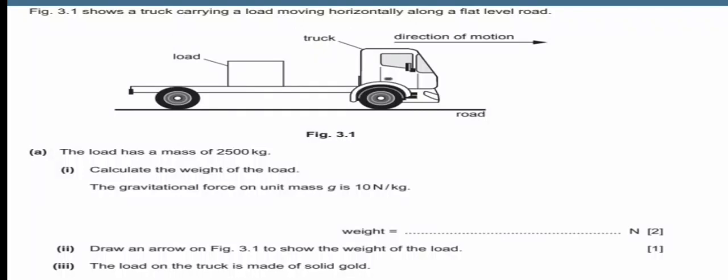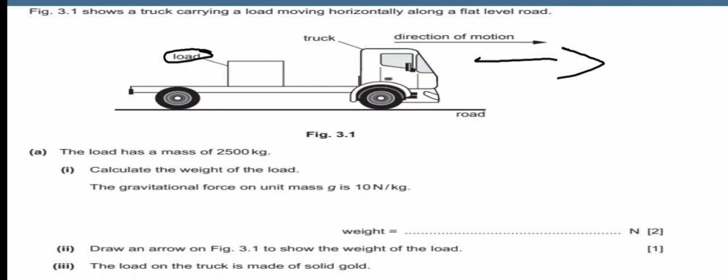So the question is saying, figure 3.1 shows a truck carrying a load moving horizontally along a flat level road. So we have the load on the truck and also the direction of the motion where the truck is going. Okay, so let's try to read the question.